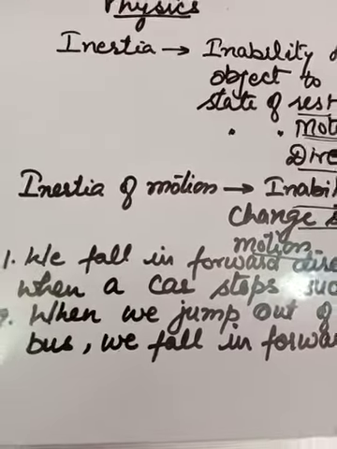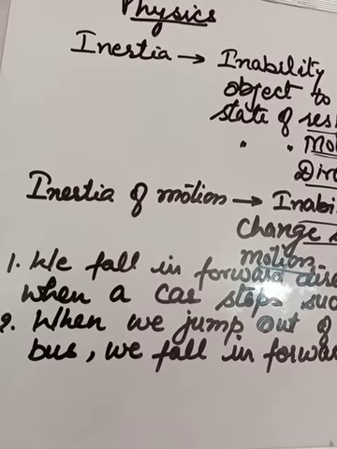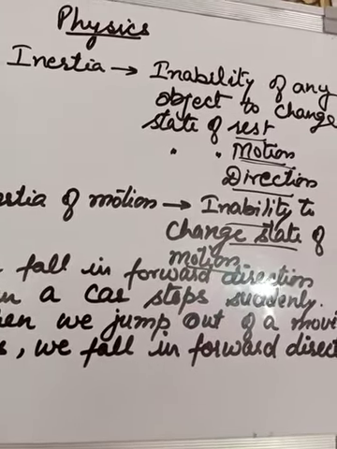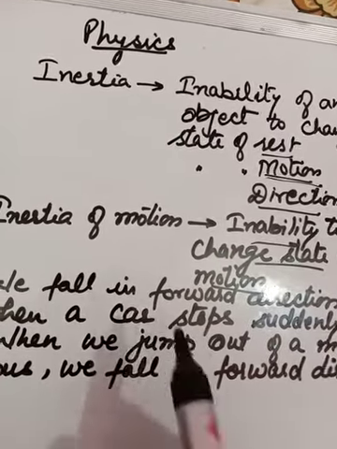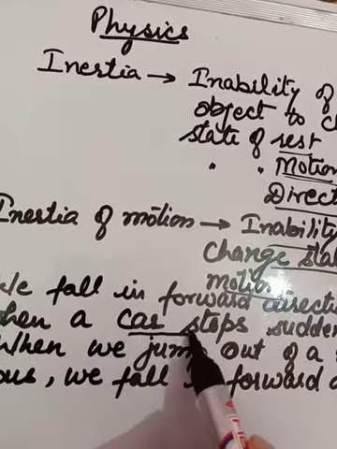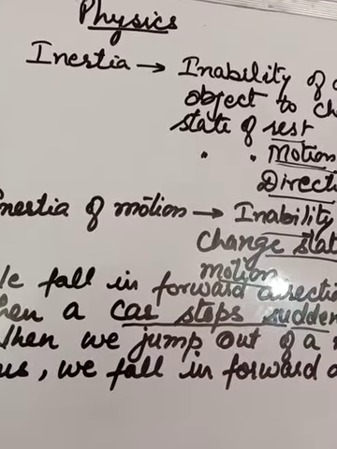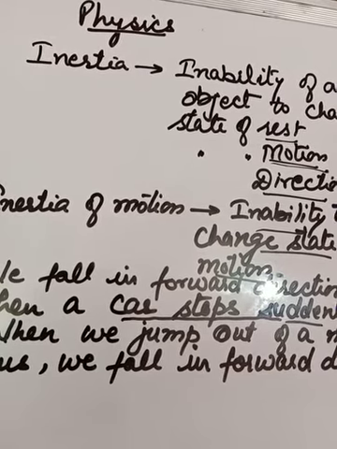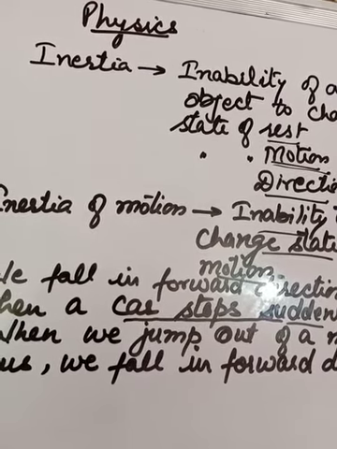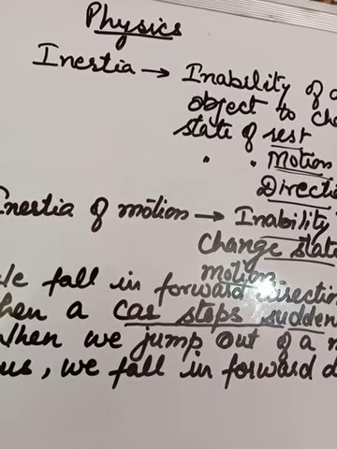Here are a few applications where we see inertia in our routine life. When a car stops suddenly, if a driver applies brakes suddenly, we fall in the forward direction. This is because our body remains in motion while the car stops, and our body moves in the forward direction.